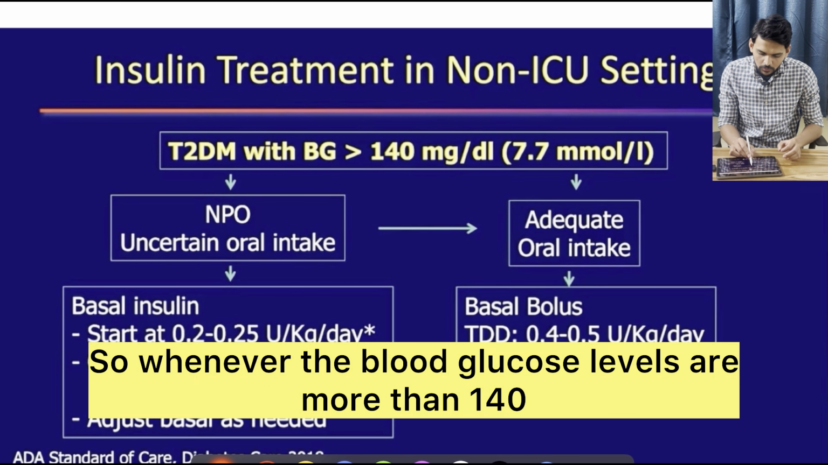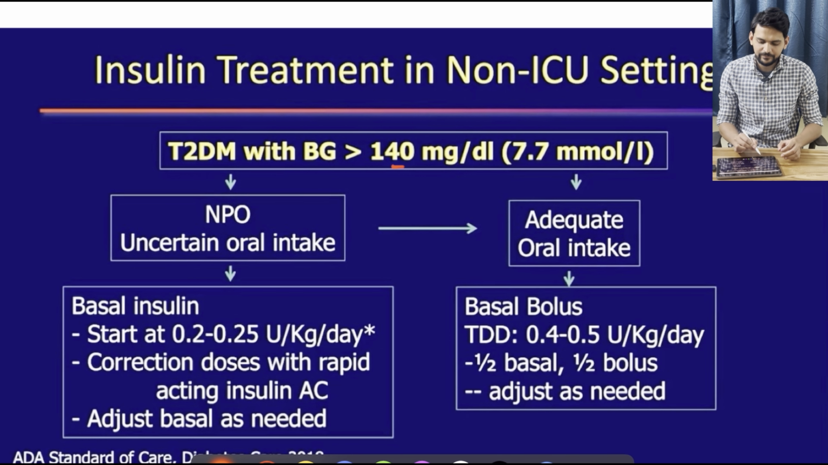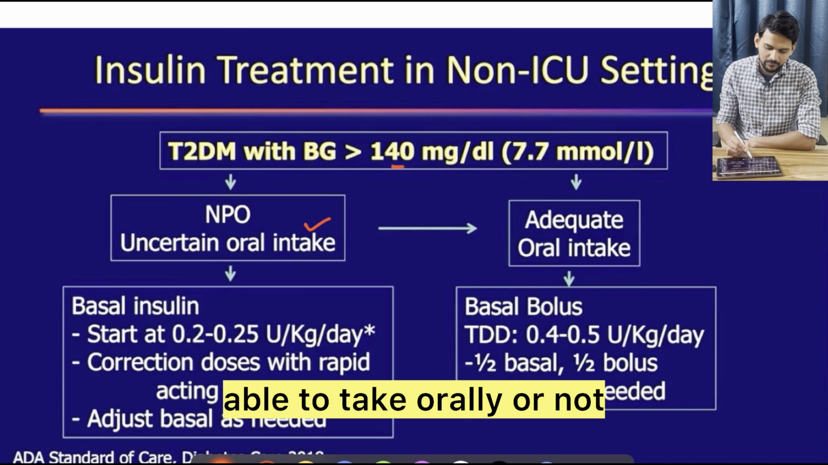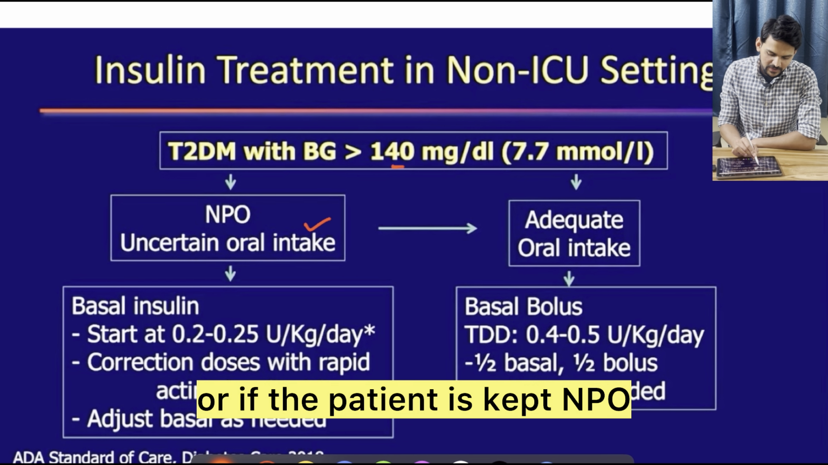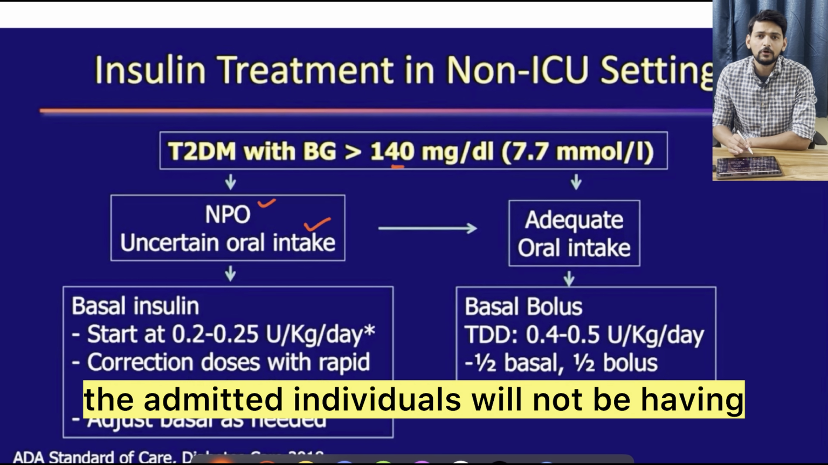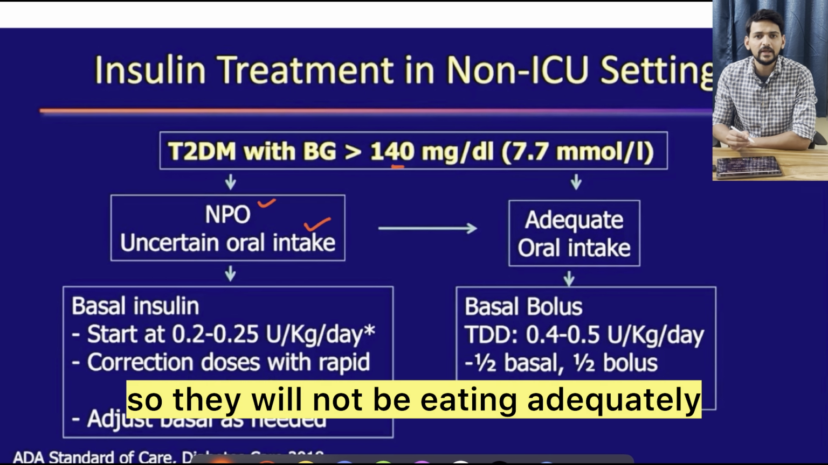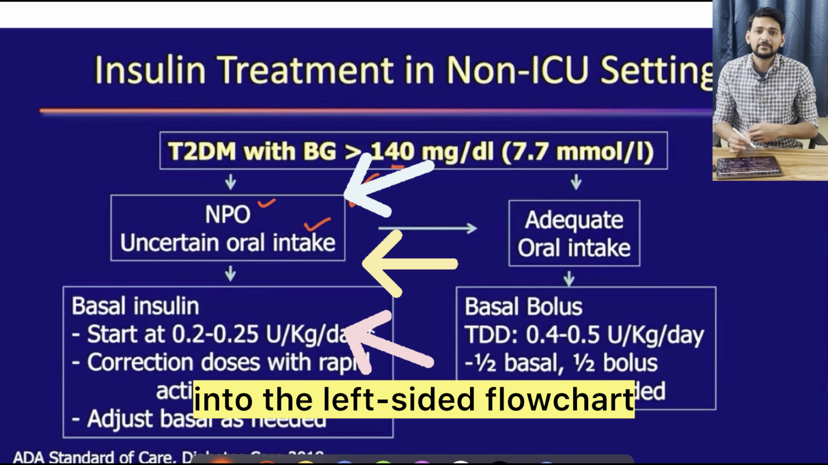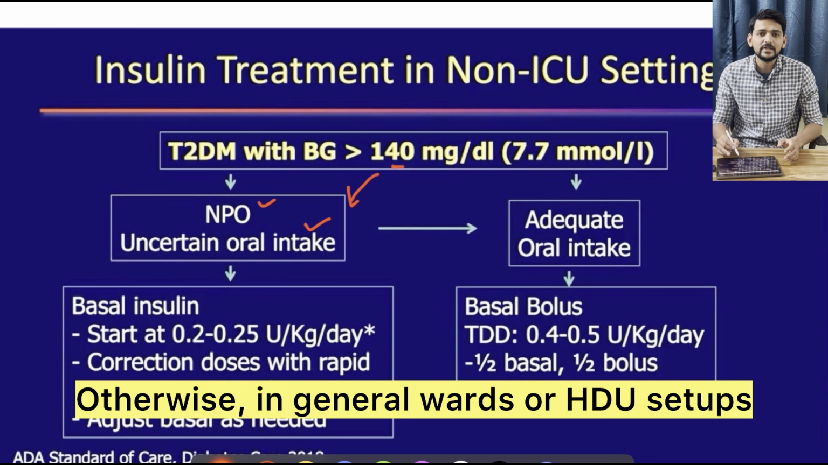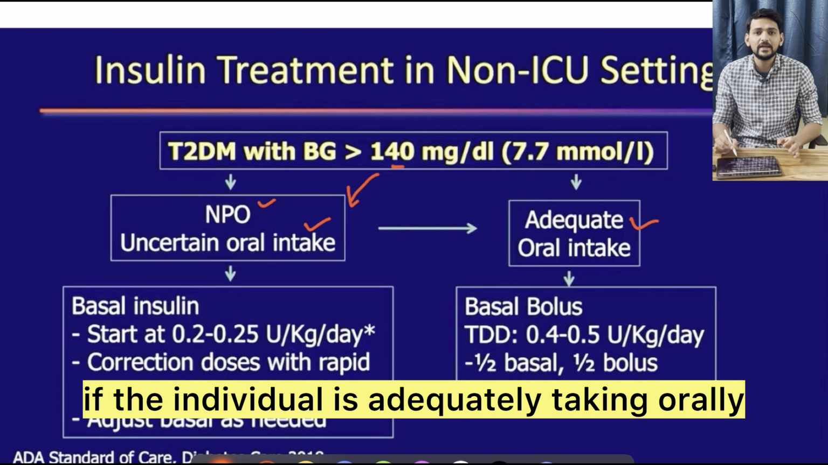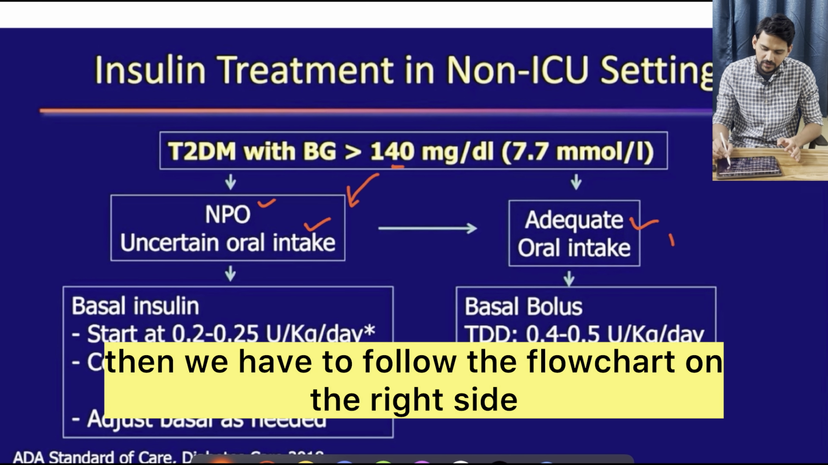So whenever the blood glucose levels are more than 140, if we are getting this reading, what we have to do? We have to assess whether the patient is able to take orally or not, or if the patient is kept NPO. Majority of the times the admitted individuals will not be having a proper appetite, so they will not be eating adequately. So majority of the individuals will fall into the left-sided flowchart. Otherwise, in general wards or HDU setups, if the individual is adequately taking orally, then we have to follow the flowchart on the right side.